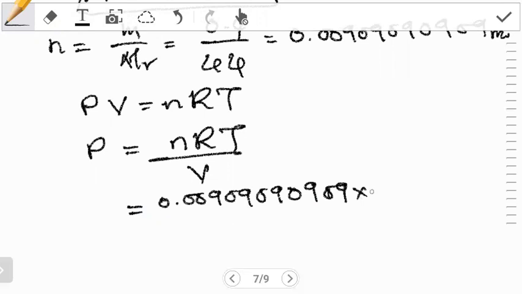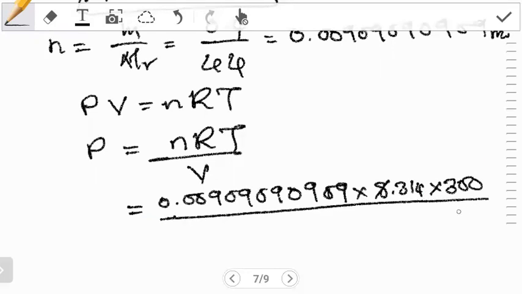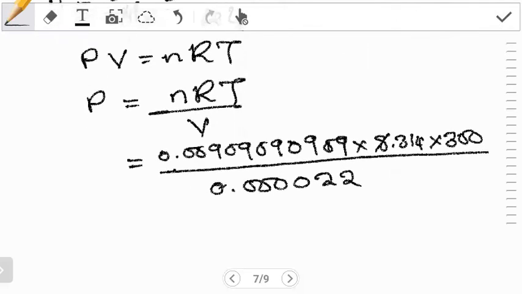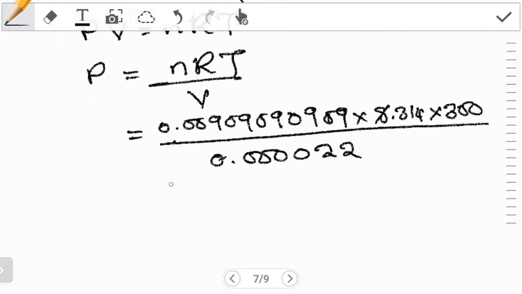So this is multiplying the constant, that's 8.314. And then the temperature in kelvins, 300 kelvins. This is divided by the volume in meter cubic. So this becomes 0.00022. So of course, if you simplify this, you realize that the answer we get comes out to be 103.